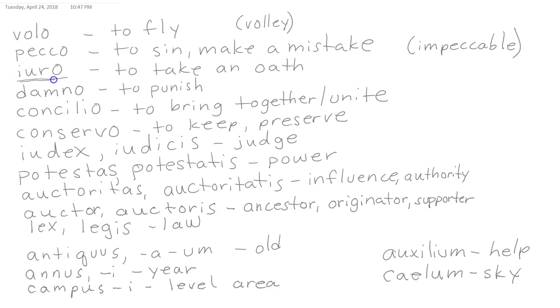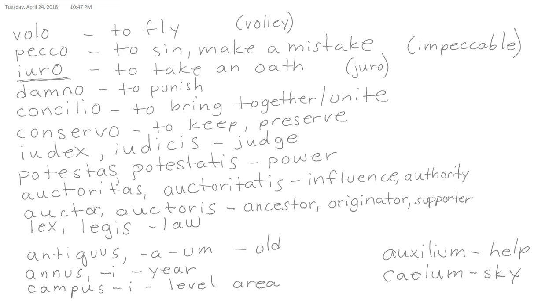The next one is iuro. And in the Middle Ages, it became iuro with a J, which makes you think of the word jury. But it means to take an oath. So if you're going to stand in front of a jury, you have to take an oath that you are going to tell the truth. Iuro, take an oath.